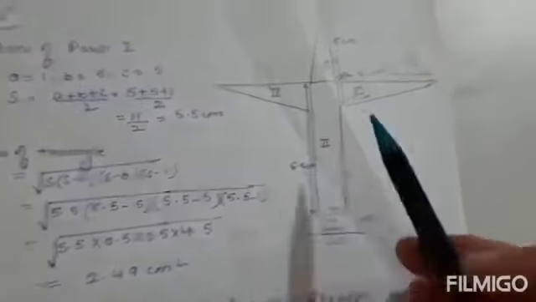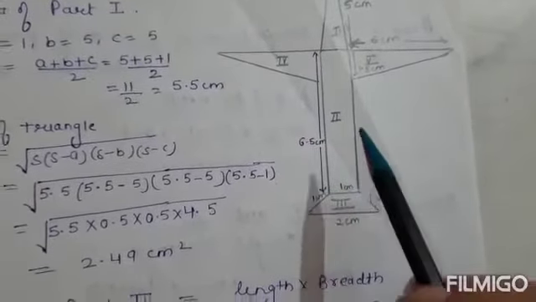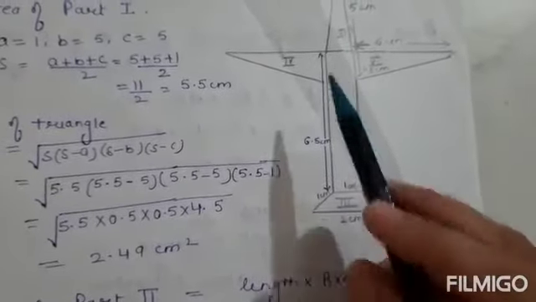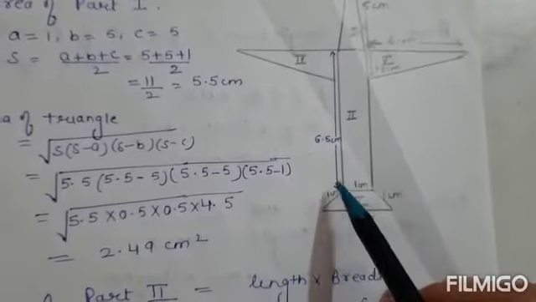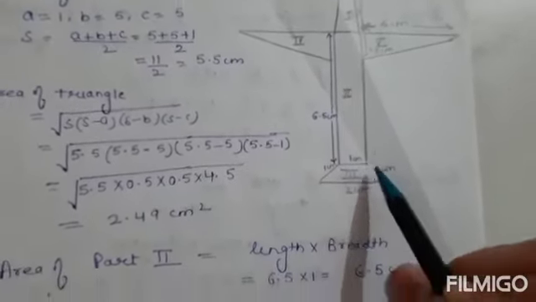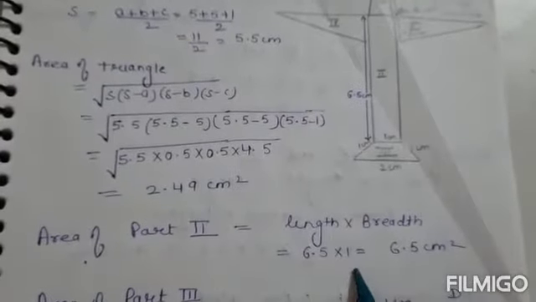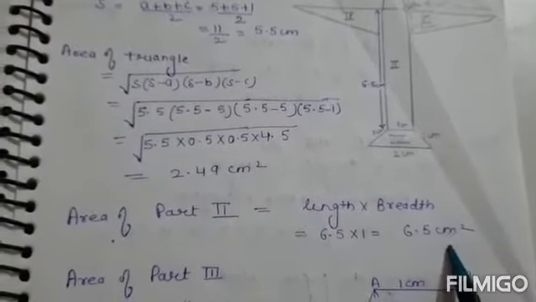Now for part 2, just look here. Clearly the part 2 is of rectangle shape. Right? And we know that the area of a rectangle is equal to length into breadth. In this diagram in your book, this is given. This side is 6.5 centimeter and this is 1 centimeter. So area is length into breadth. 6.5 into 1. This is equal to 6.5 centimeter square.